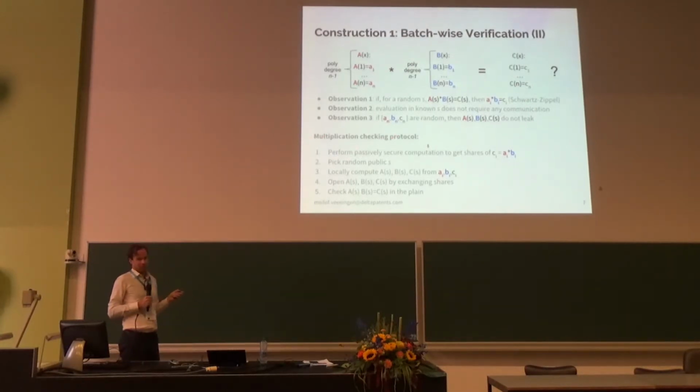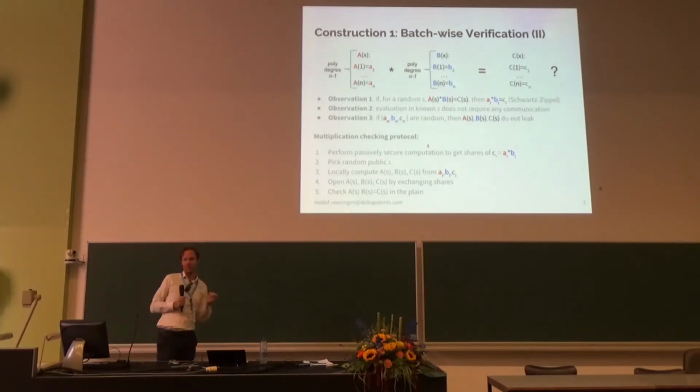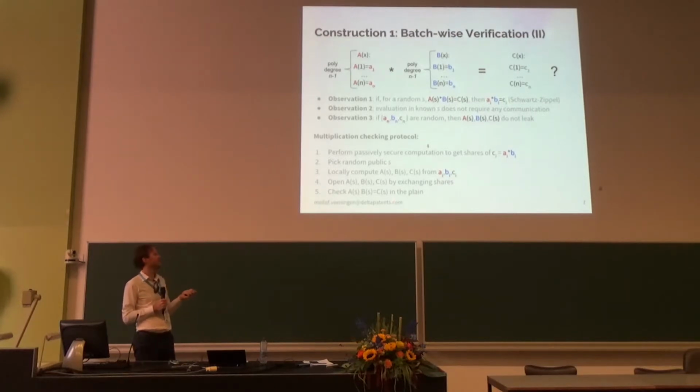This actually gives us a multiplication checking protocol. First we just perform our normal passively secure multi-party computation. We just evaluate the circuit that we want to evaluate. Then we get to the point where we want to know if the result that we computed was actually correct. For that we need to pick a random public S. So you need to have a small protocol to select this value randomly. That's just exchanging a few messages.